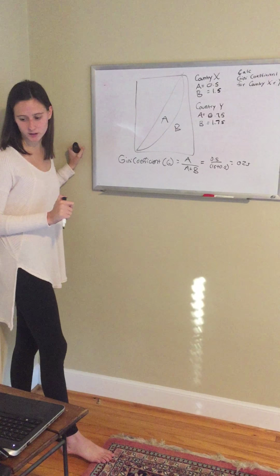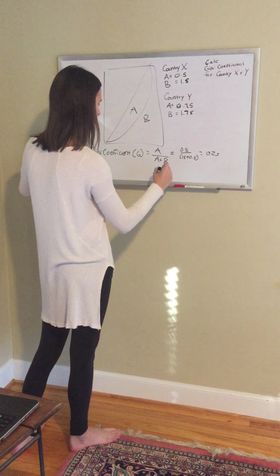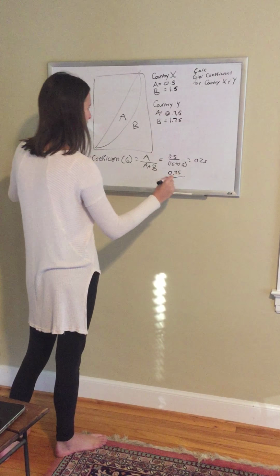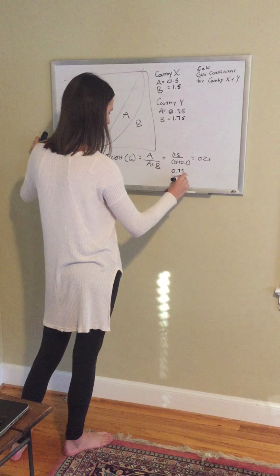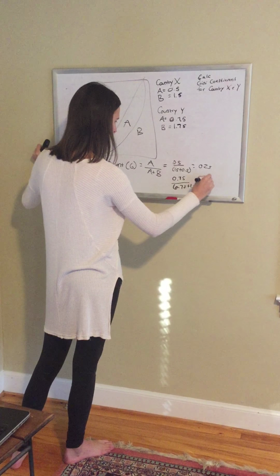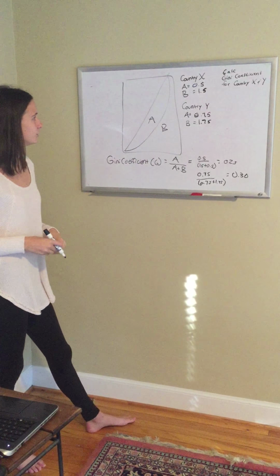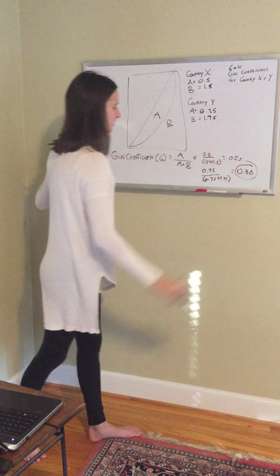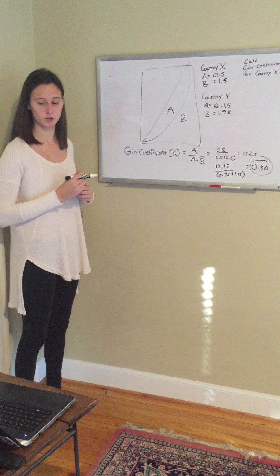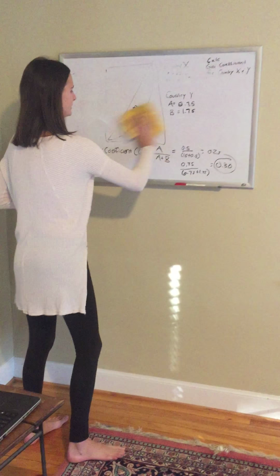And then let's say for country Y, A equals 0.75. So we're going to do 0.75 over 0.75 plus 1.75. And this equals 0.30. So we can see that country Y has the greater amount of income inequality because it has a greater Gini coefficient. And that's about all for the Lorenz curve and the Gini coefficient.